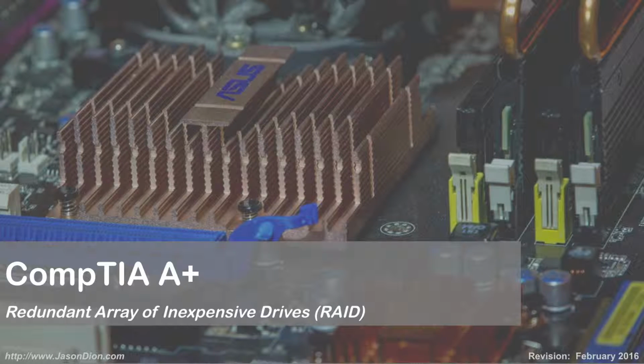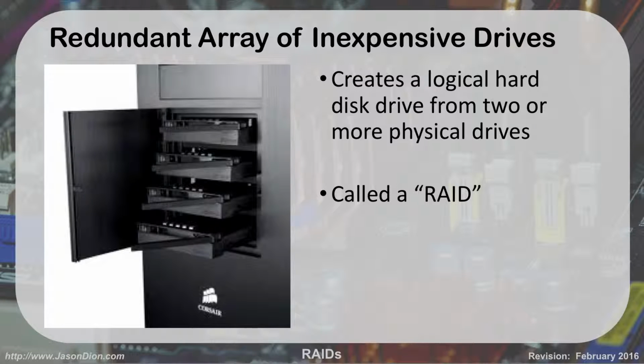So redundant array of inexpensive drives, also known as RAIDs, they allow us to create a logical hard disk drive from two or more physical drives. So if I buy, you know, two or three 1 terabyte hard drives, I can put them together in a configuration like a RAID 0, a RAID 1, or a RAID 5, or a RAID 1.0, and have them give me either better speed or better redundancy than a single drive by itself could.